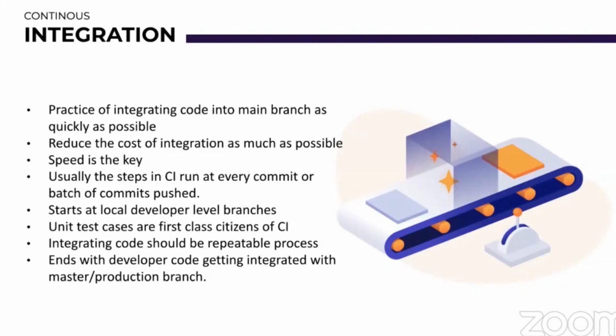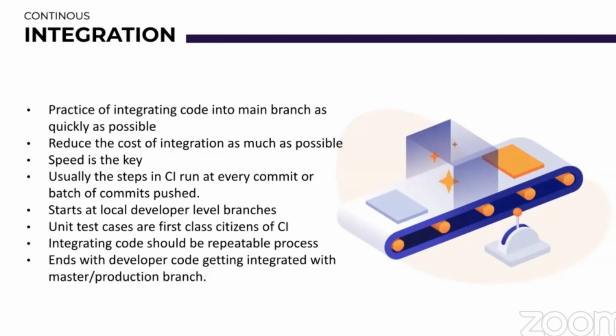And following the next point logically, unit test cases are the first class citizens of CI. Since unit test cases target components in isolation, they are usually very fast and robust enough to signal catastrophe early in the process. And this makes them very suitable for CI.